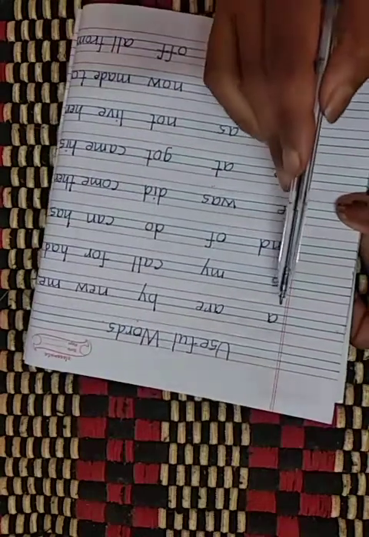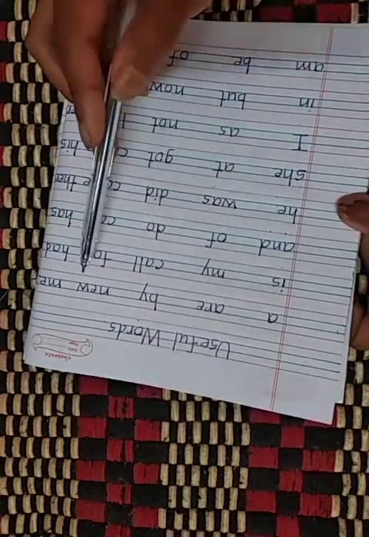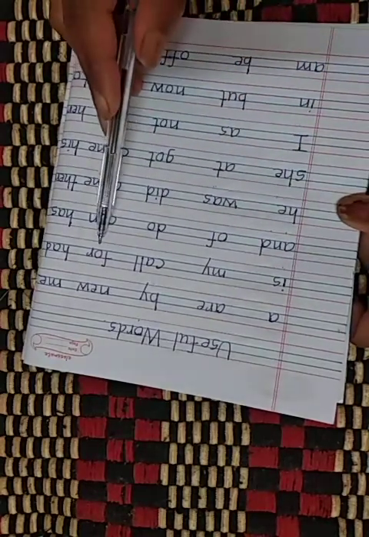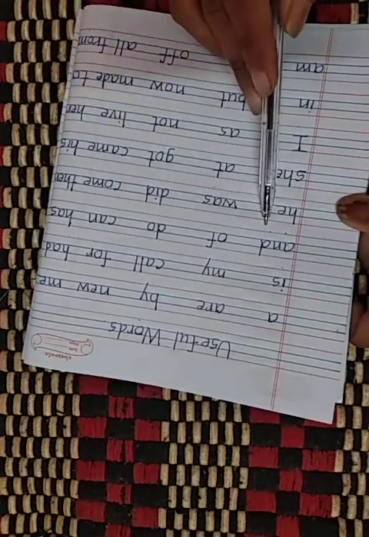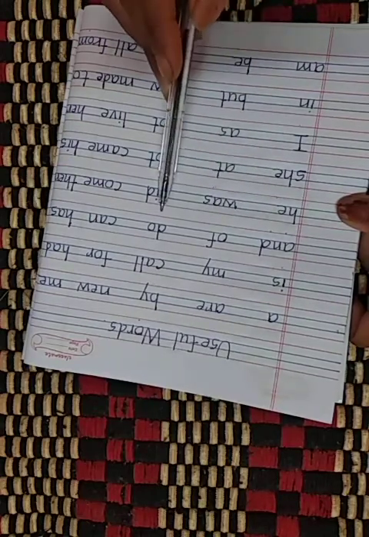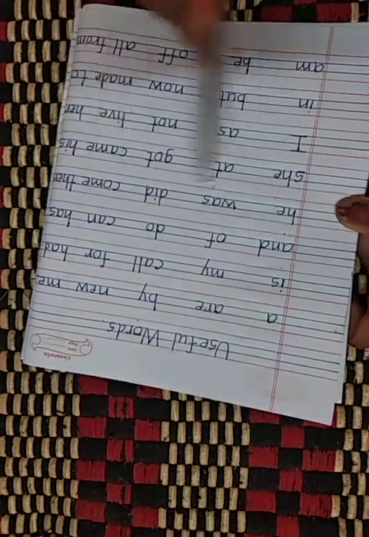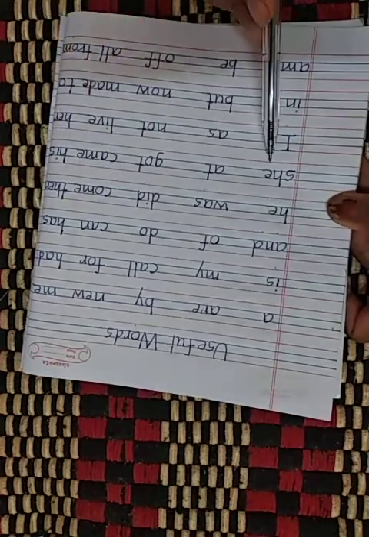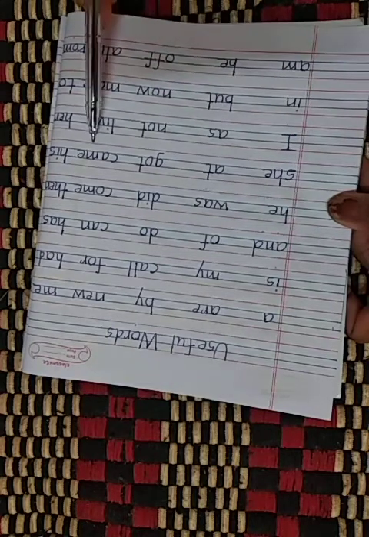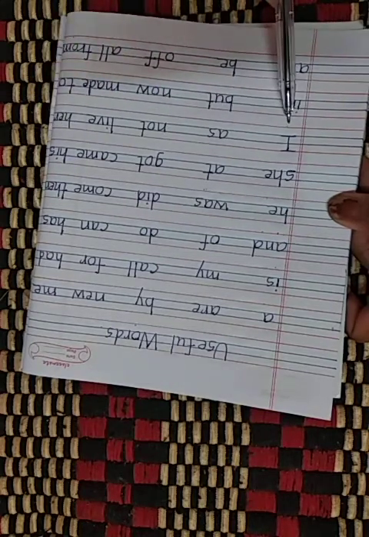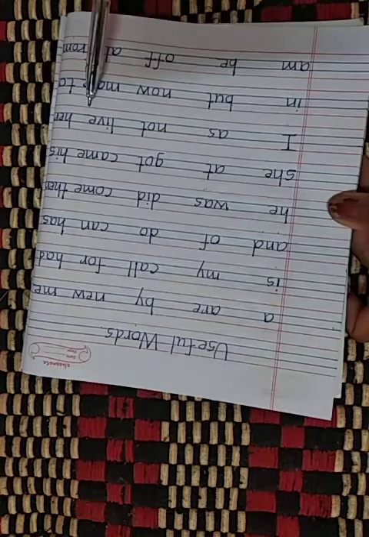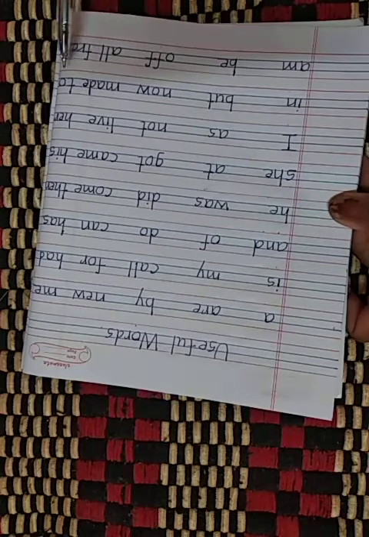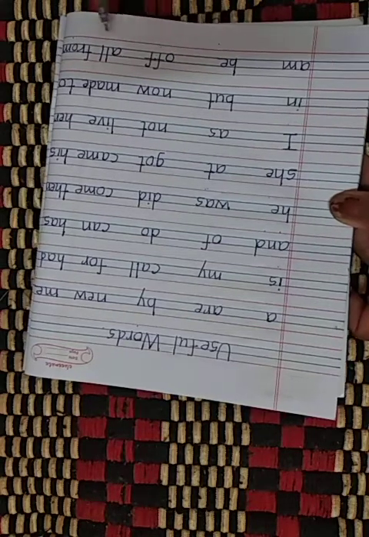So we have seen a, are, by, new, me, is, my, call, for, had, and, of, do, can, has, he, was, did, come, then, she, at, got, came, his, I, as, not, leave, her, in, but, now, made, to, and be, of, all, from.